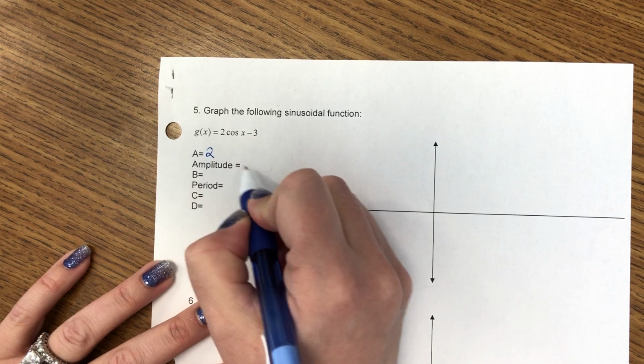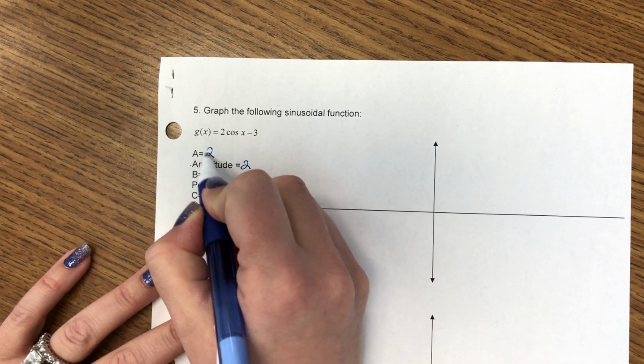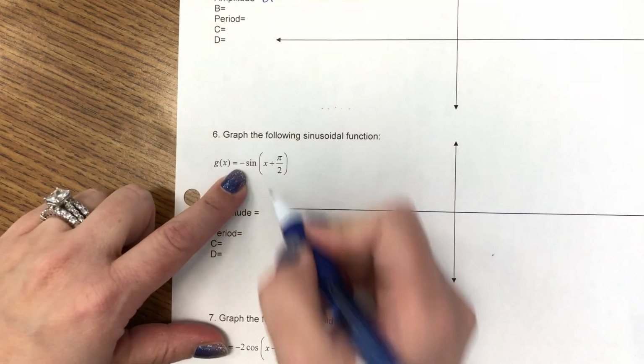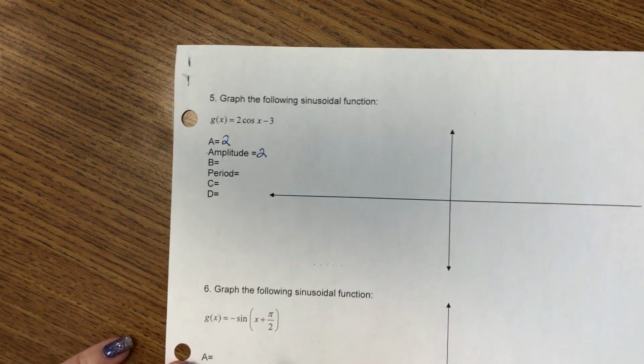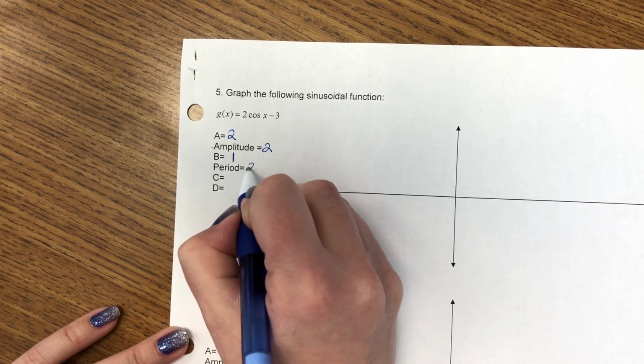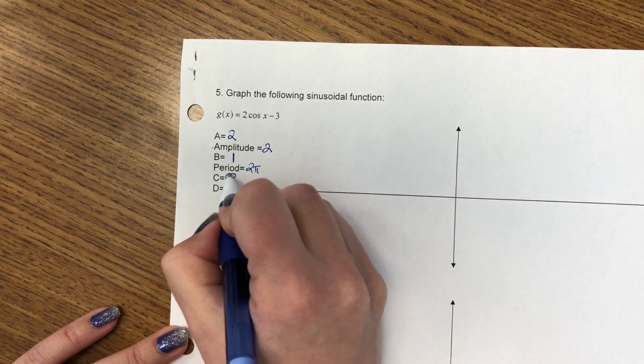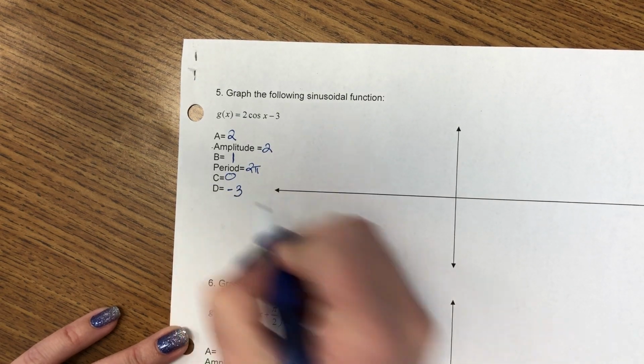2 is A, so that's the amplitude. Amplitude is always positive, so you have to make sure, like for this one, A and amplitude will be a different value. B is the coefficient on X. Period is 2 pi over B, so 2 pi over 1. There's no C value, and D is down 3.